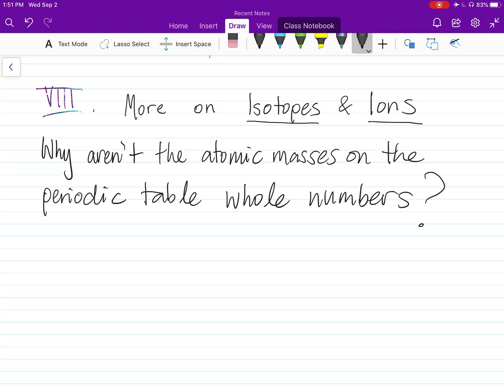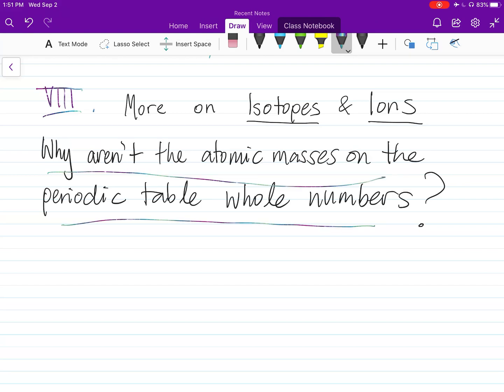All right, so in this last lecture for Chapter 1, I want to give you some more information and examples about isotopes and ions of various elements. The first question I want to address is something I kind of alluded to briefly a few lectures ago. Why aren't the atomic masses on the periodic table whole numbers? This is a very interesting question.